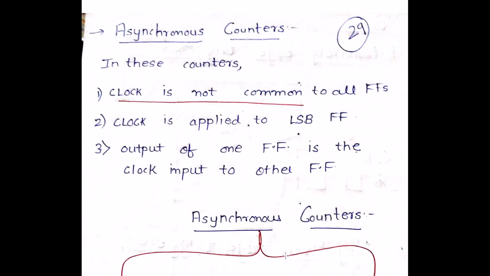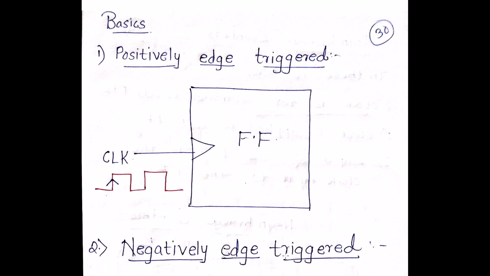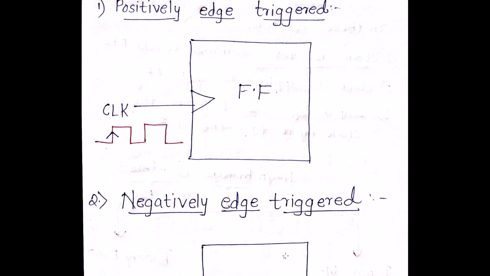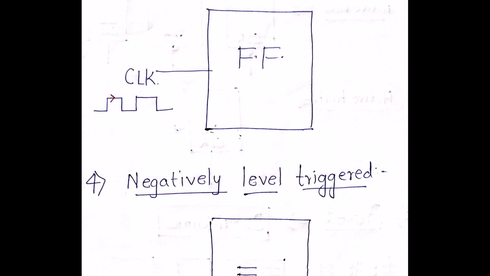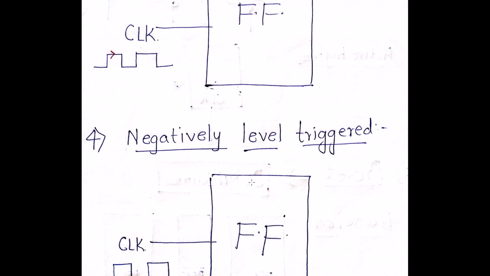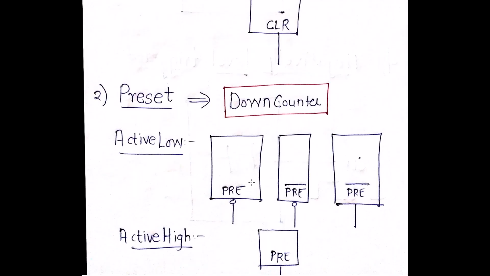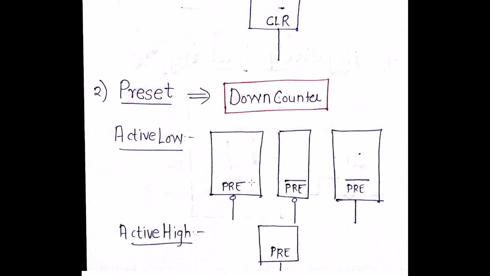So you should be very clear what you mean by asynchronous counter, what are the different types of asynchronous counter, what is a positive edge triggered flip-flop, what is a negative edge triggered flip-flop. The edge will always have a triangle over here, a level triggered will not have the triangle over here, and then you will have a clear symbol. How do you denote a clear symbol, how do you denote an active low signal in case of preset? It's very important. So understand these symbols very well.